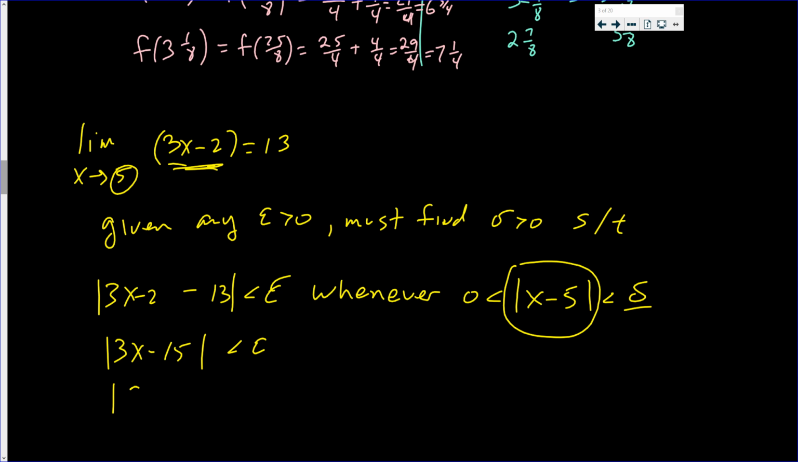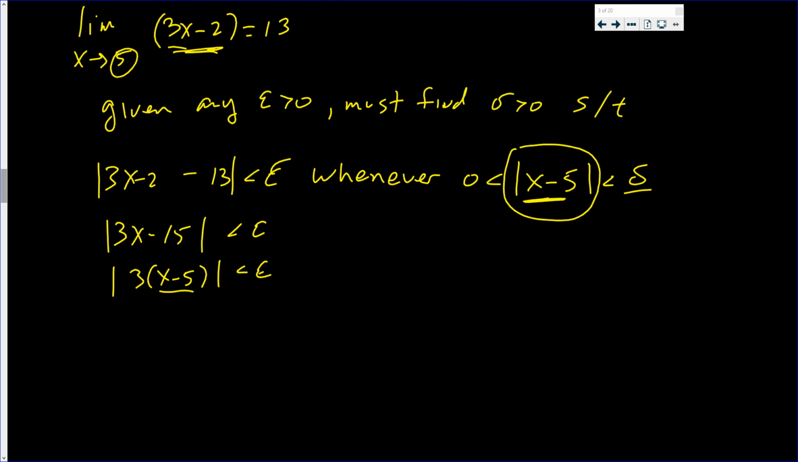The left side is 3 times x minus 5, which is good because I want x minus 5 like I have here. This is less than epsilon, and this is the same as 3 times the absolute value of x minus 5 is less than epsilon. And here we go. This is the same as the absolute value of x minus 5 being less than epsilon over 3.